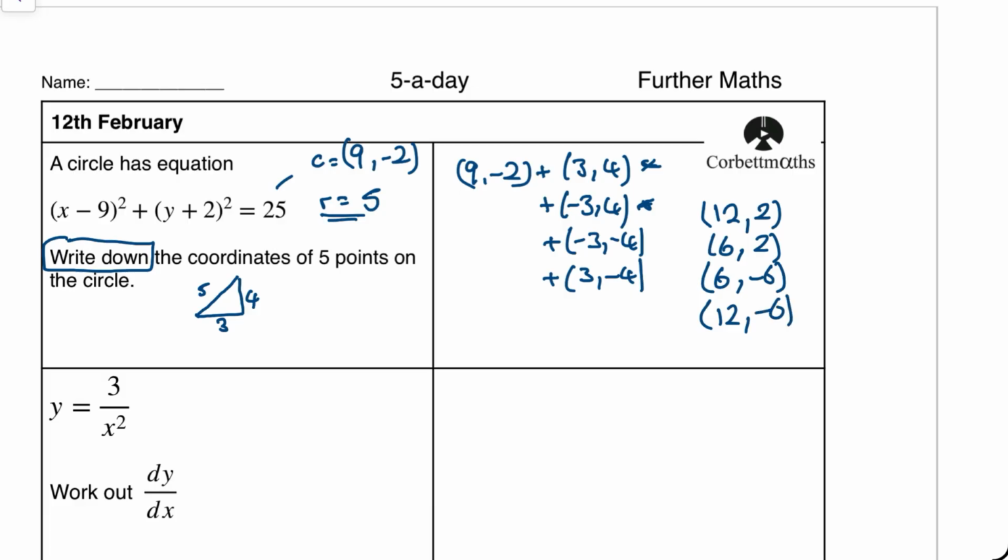And then I just need one more point. So actually I can just switch these two around. I've got a lot more combinations if I switch 4 and 3. So let's choose positive 4 and 3. 9 plus 4 gives me 13, and minus 2 plus 3 gives me 1. And that is the question done.